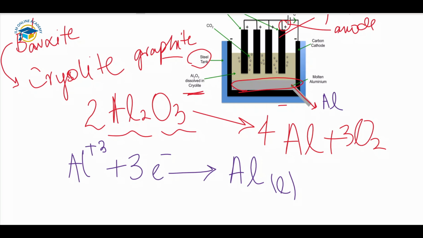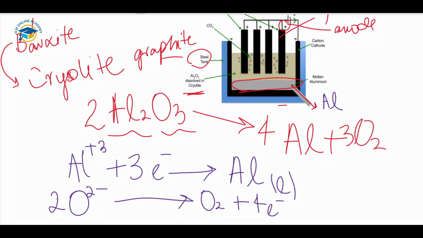The next ionic equation is of the oxide ions, which are oxidized. We have oxide ions, O2 negative. When these are oxidized, they form oxygen gas and release 4 electrons. 2 electrons are released from one oxygen atom and 2 electrons from the other. So when 2 oxygen atoms are oxidized, they form oxygen gas, which is the stable one, and release 4 electrons at the anode, which move towards the positive terminal of the battery.